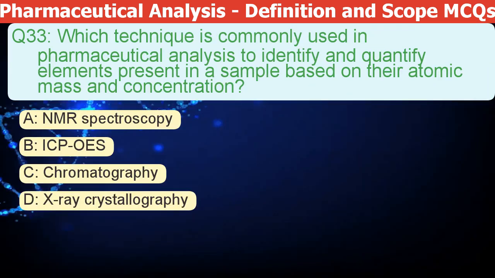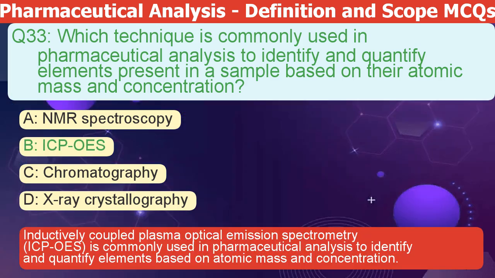Which technique is commonly used in pharmaceutical analysis to identify and quantify elements present in a sample based on their atomic mass and concentration? A. NMR spectroscopy. B. ICP-OES. C. Chromatography. D. X-ray crystallography. The correct answer is B. Inductively coupled plasma optical emission spectrometry. ICP-OES is commonly used in pharmaceutical analysis to identify and quantify elements based on atomic mass and concentration.